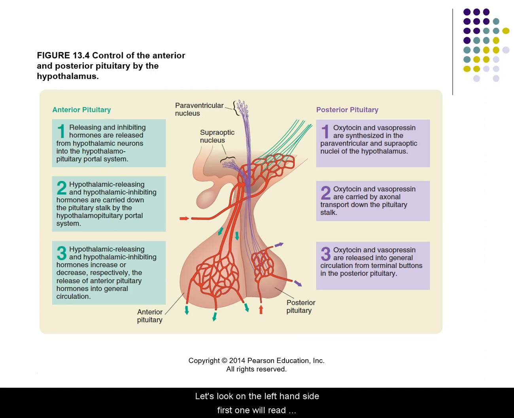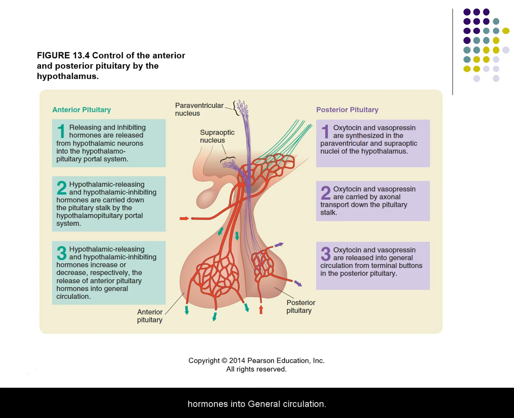Let's look on the left-hand side first, and we'll read through these. Okay, number 1, releasing and inhibiting hormones are released from hypothalamic neurons into the hypothalamo-pituitary portal system. Okay, so this is the anterior pituitary, and it's being released into this portal system. Number 2, the hypothalamic releasing and inhibiting hormones are carried down the pituitary stalk by the hypothalamo-pituitary portal system.